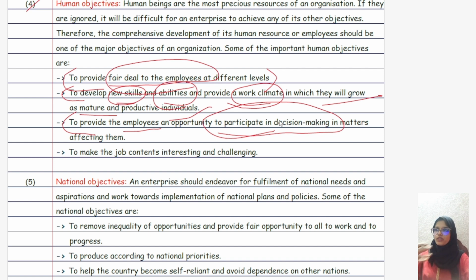Like we are going to start a major new project in the company. If you want to give your inputs, you want to say something about that, you should ask your employees. And to make the job contents interesting and challenging. It's not like just monotonous work, where you come in every day, sit in front of the computer, just Control C, Control V. No, something more challenging, where people actually put their skill to use, so that you could also see the result, the benefits it will create in the office among the employees also. So that is nothing but human objective.